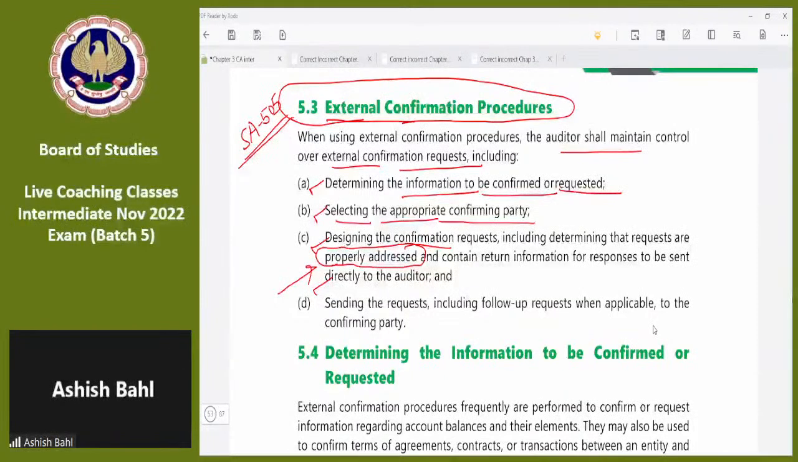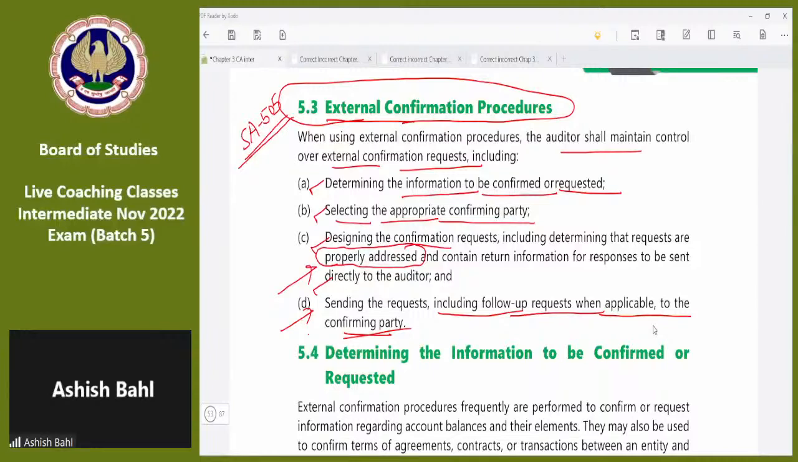And the fourth is sending the request including follow-up requests. Say you have sent a request and the other party has not responded in the time frame, or you observe that the information given by him is not clear, so you may follow up the request. Okay, you may follow up the request.